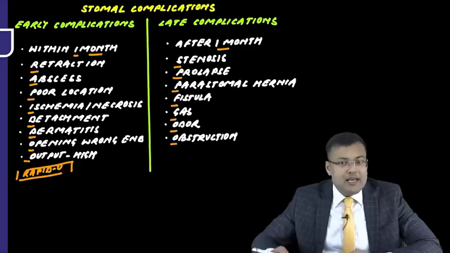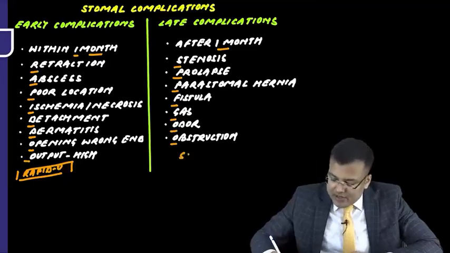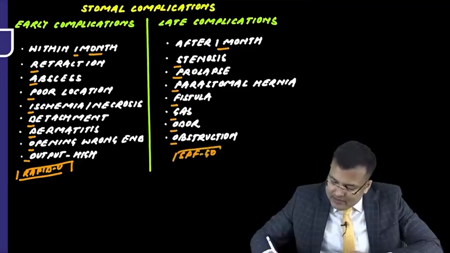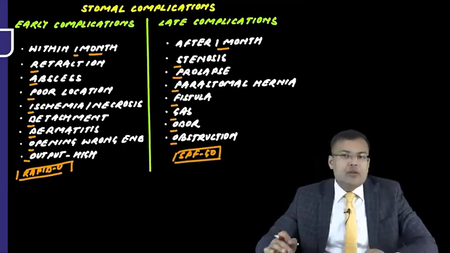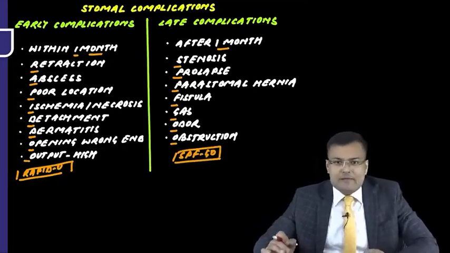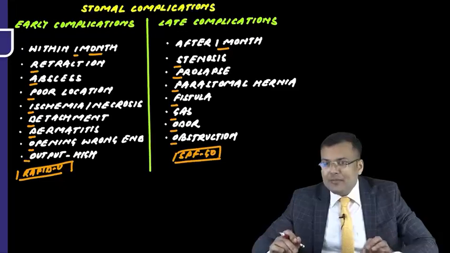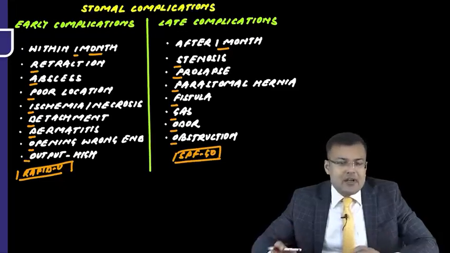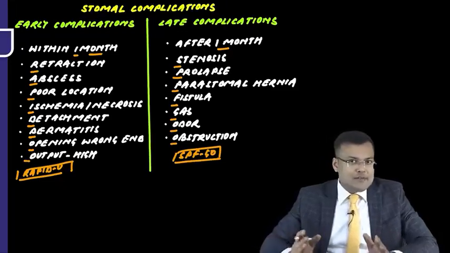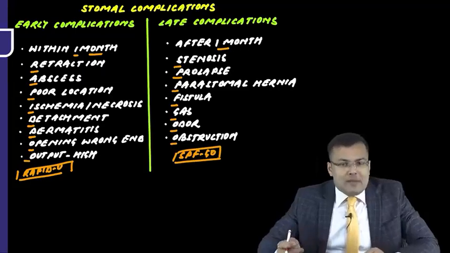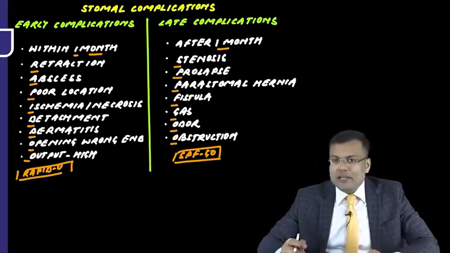So how to remember late complications? Here the mnemonic is SPF GO. SPF GO means stenosis, prolapse, parastomal hernia, fistula, gas, odor, obstruction. So RAPID O and SPF GO, these are the complications you have to remember, early and late complications. Now one by one we are going to discuss. First we are going to discuss complications of ileostomy and then complications of colostomy.